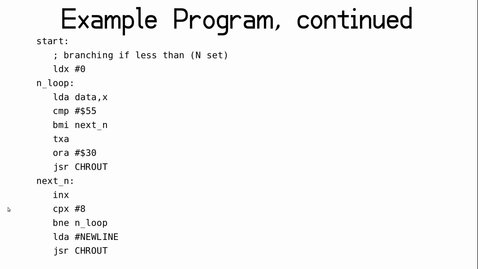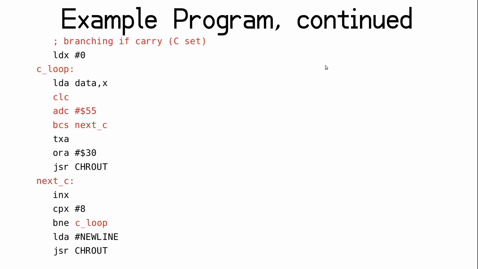At the next label, we know that we are done with the current index, as we have either printed it or skipped right to this point after the BMI. Now we can increment the index and compare it to 8. If it's not 8 yet, the BNE will take us back to the beginning of the loop to process this new index. Otherwise, it is 8 now, so it's time to print out that new line to make sure that only the results from this loop are on the first line of output and we can move on to the next part.